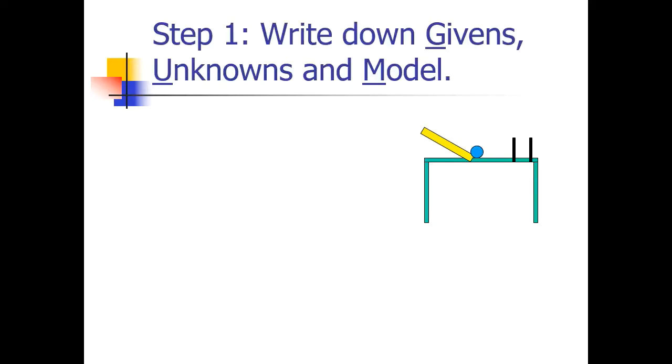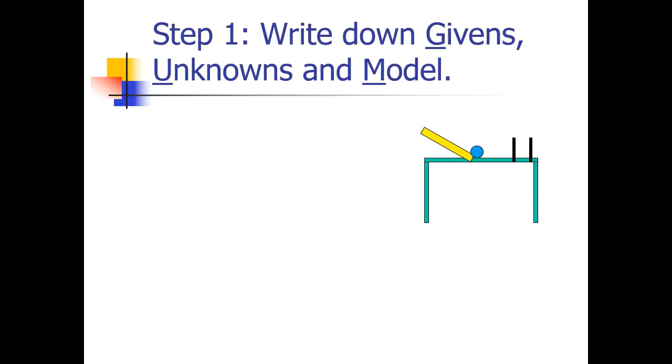So let us try to solve the problem of how far away from the base of the table the ball will go before it hits the ground. And we're going to use the GUMMIES method for problem solving. Hopefully by now I have introduced the GUMMIES method, but if not, you'll get the idea as we go along. GUMMIES stands for givens, unknown, model, method, implement, and evaluate the solution.